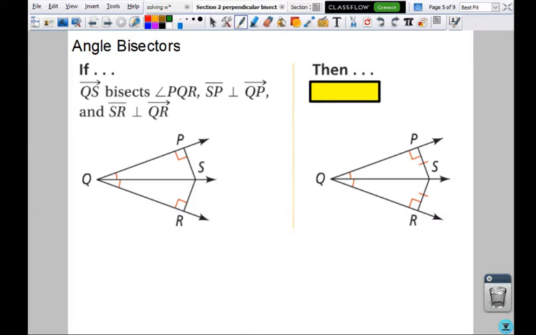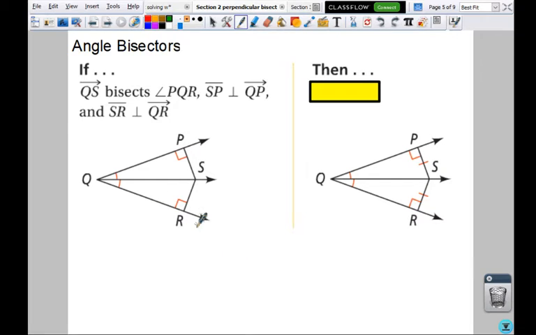So, we are also going to be working with some bisectors, but this time they're going to be a little different. We're going to be looking at some angle bisectors. I have two triangles in this. It's not one big triangle, but kind of two of them. Ray QS bisects angle PQR, which is this big angle.